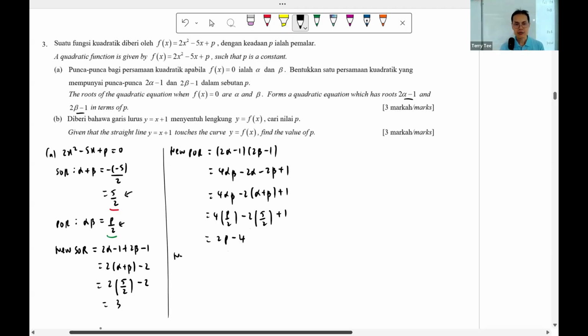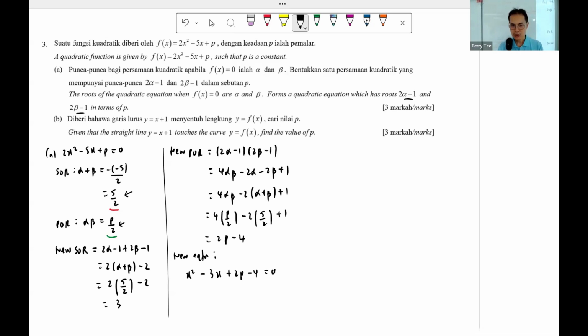Then, how to form the new equation? All right, hang on. Okay. So your new equation will be, let's write this as x squared minus your sum of roots, which is 3x, plus the product of roots, 2p minus 4, equals 0. There you go. That's your new equation.